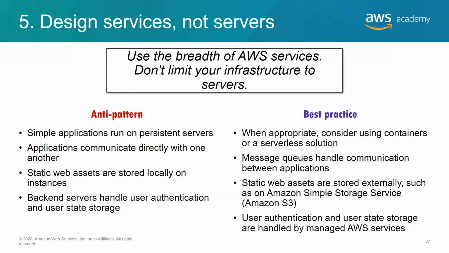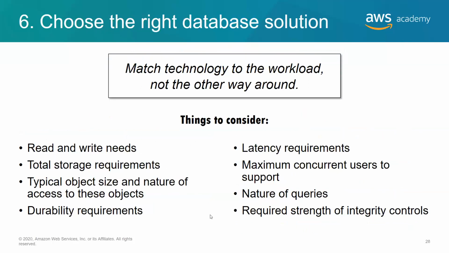And so for communication between the application, we're going to use MQ, message queuing. And all the static assets, all the static information, images, everything will be stored in an Amazon S3 bucket, which is called Simple Storage Service. And authentication, everything will be taken care of by the managed service here. But in the normal situation, it will be done by the backend server. That is the design service, but it is not serverless, right? That is an anti-pattern, this is a best practice, right?